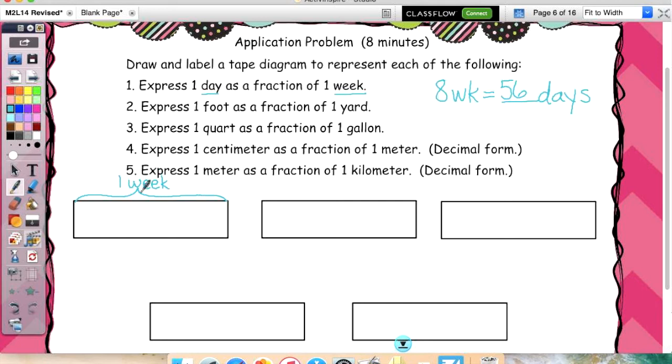So how many days are in a week? 7. Okay, so we're going to separate this into 7 equal parts. And right down here on the bottom, we're going to write 1 day.